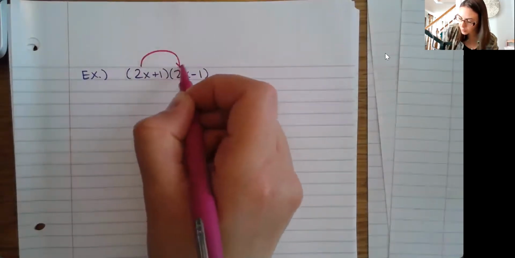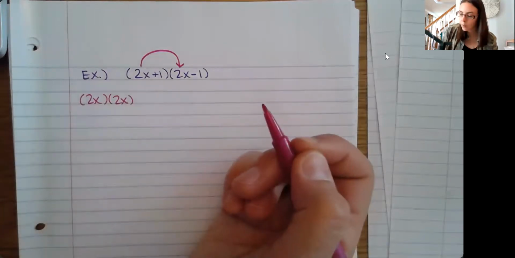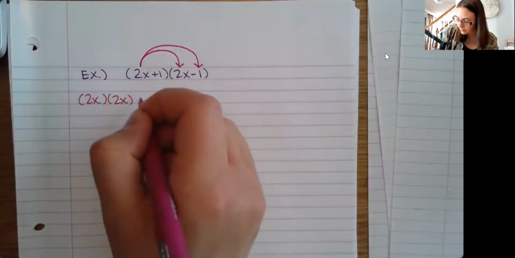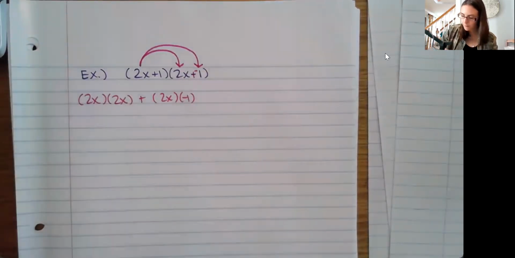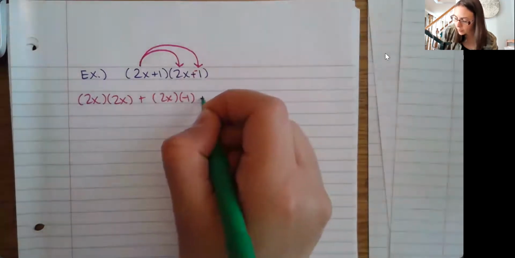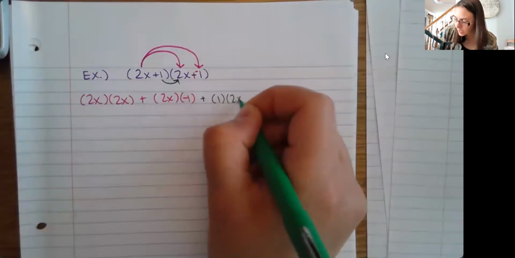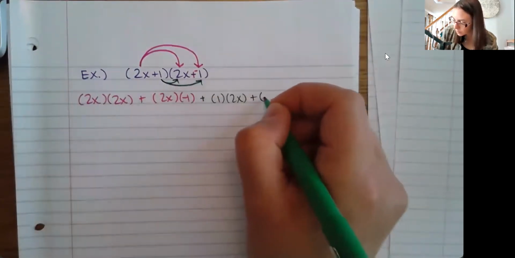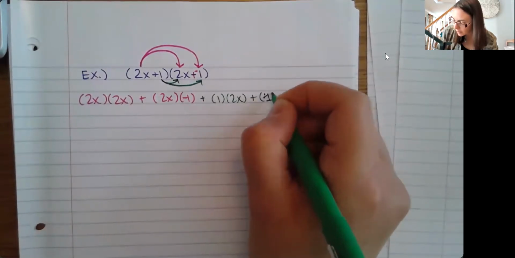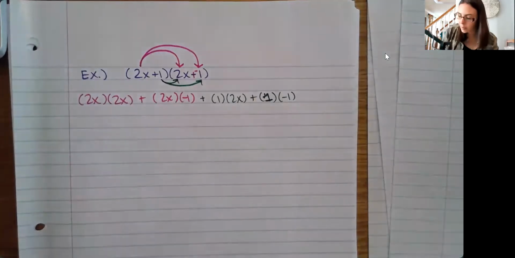So I have 2x times 2x, doing the first terms, right? And then if I want to do the outer terms, it would be 2x times -1. Next, I would do my inner terms, so the 1 and the 2x. And then I would do my last terms, the 1 and the -1. And now I'm going to multiply it out.